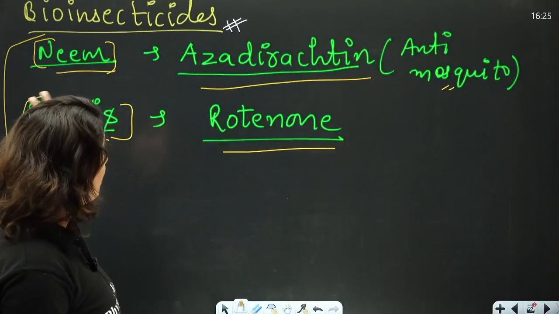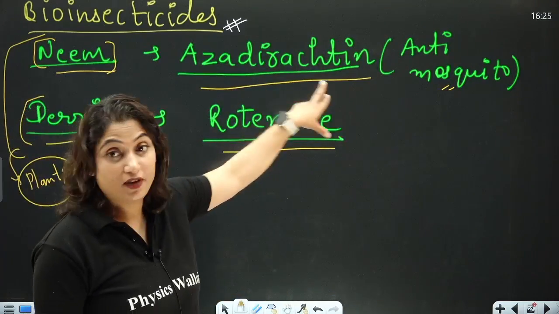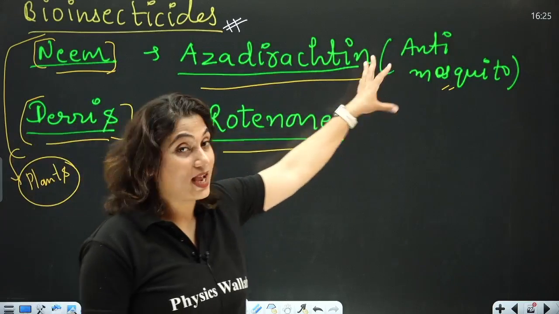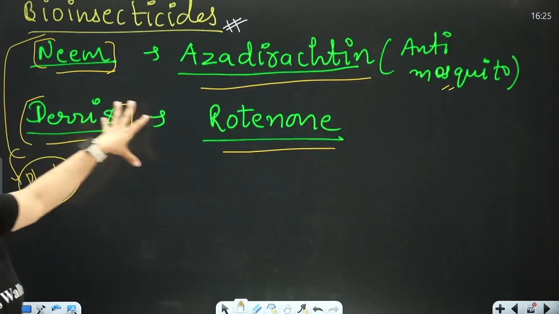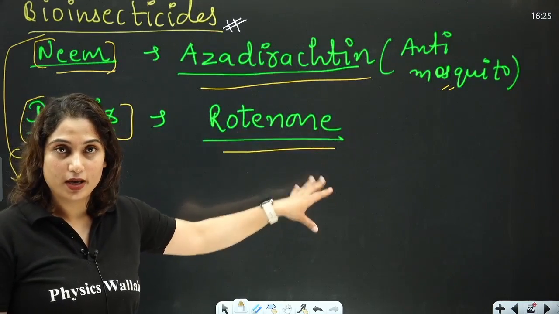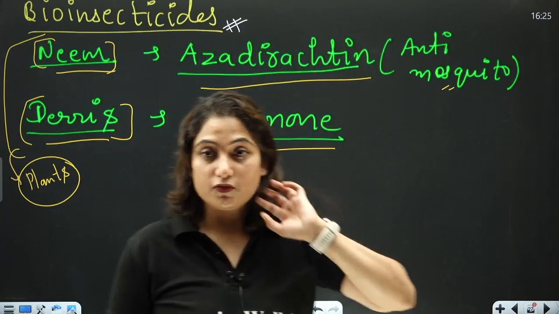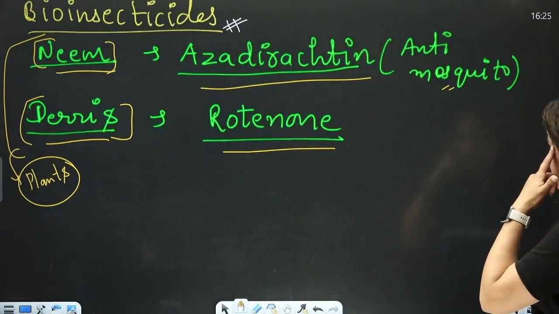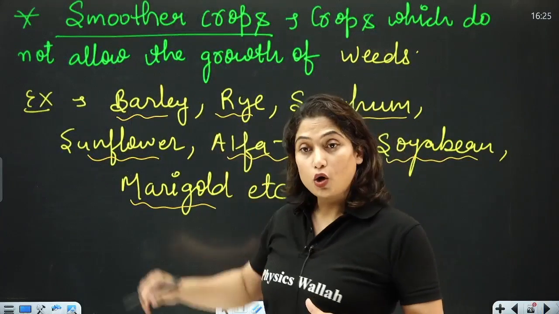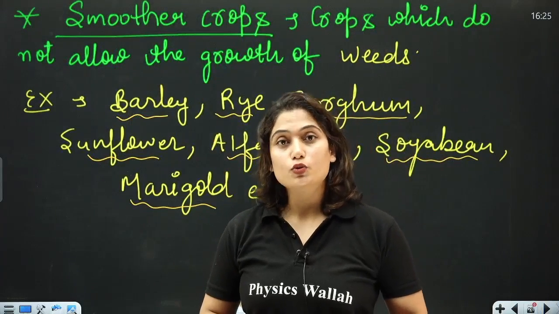So neem secretes a certain type of chemical, azadirachtin, which is anti-mosquito. And derris is also a plant which secretes rotenone, which has the property to kill insects. So these are bioinsecticides. Now there are certain crops which are also called smother crops.